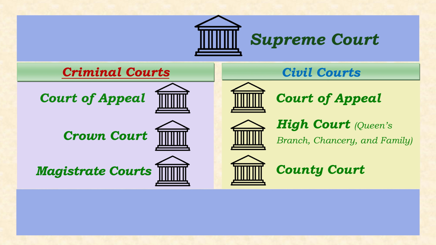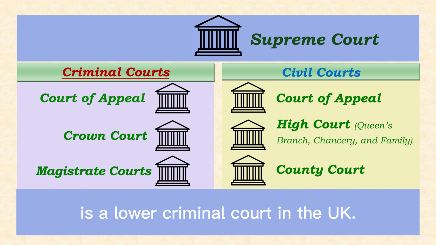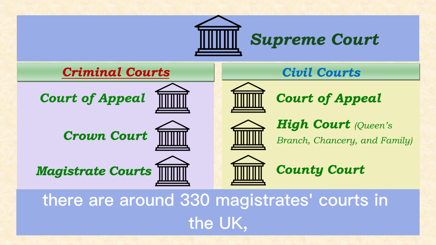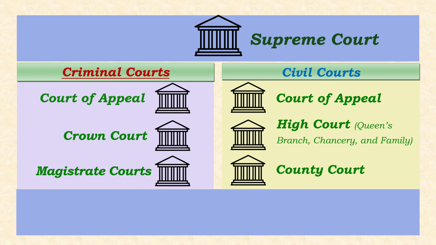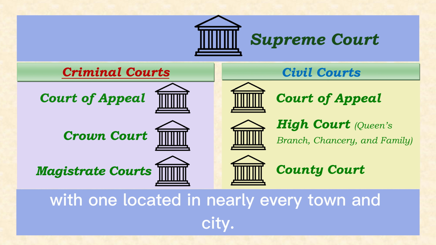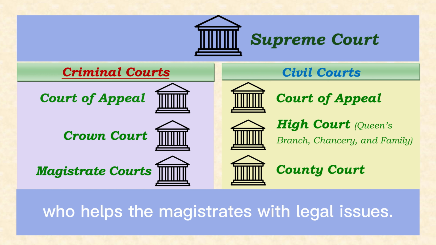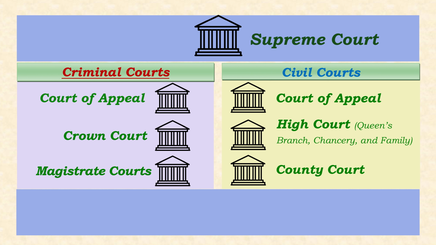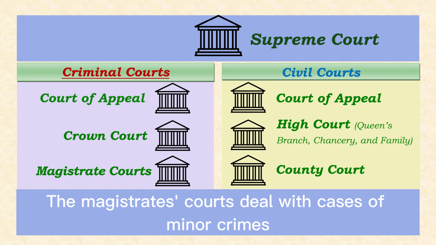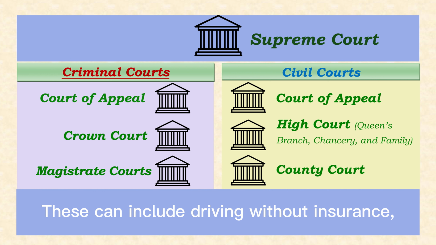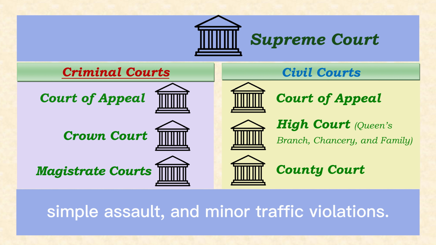Magistrates' Courts. The Magistrates Court is a lower criminal court in the UK. There are around 330 magistrates' courts in the UK, with one located in nearly every town and city. These courts have a legally trained clerk, who helps the magistrates with legal issues. The magistrates' courts deal with cases of minor crimes known as summary offences. These can include driving without insurance, taking without consent, simple assault, and minor traffic violations.